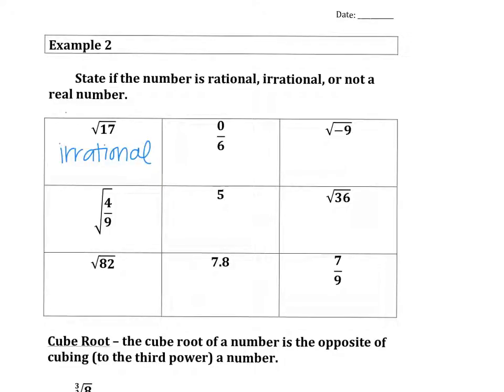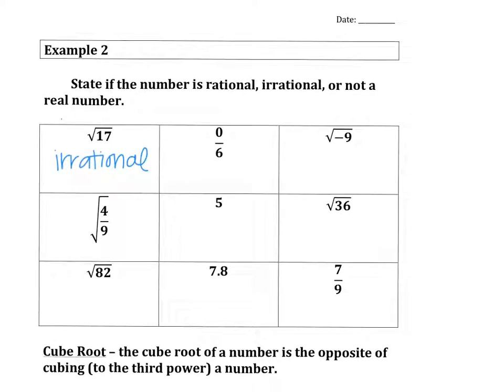0 divided by 6, if I can simplify it, I will. 0 divided by any number. How many times can 6 go into 0? That's 0 times. So that number is going to be rational, because it belongs to the whole numbers, it belongs to the integers, rationals, and the reals. Square root of a negative number. Remember, that's not something that we can do. We can't come up with a number that multiplies by itself to get you negative 9. So that is called not real.